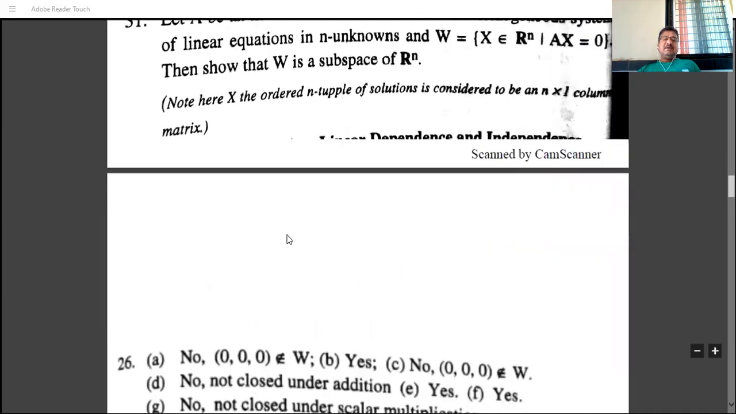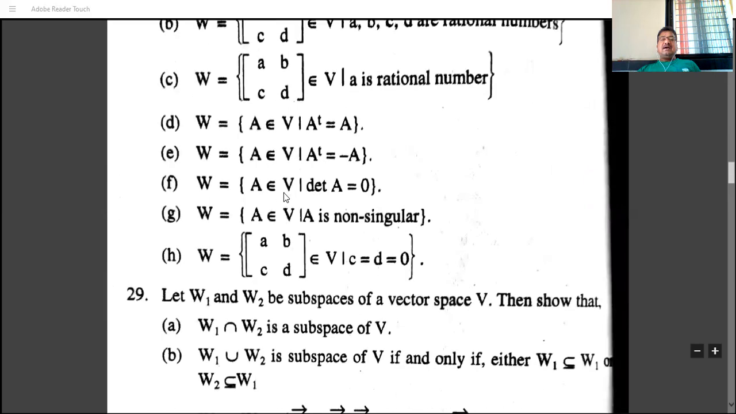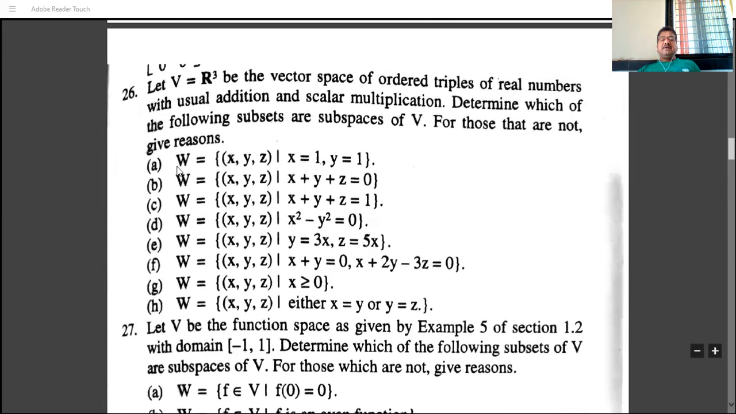The answers are given. No, (0,0,0) is not an element of W. So we can write the answer of this problem in two to three ways. That is, this is not closed for addition, because if you take two elements from this W, for example (1,1,1) and (1,1,4), these are elements of W, then their addition is (2,2,5), and it is not an element of W. So it is not closed for addition.